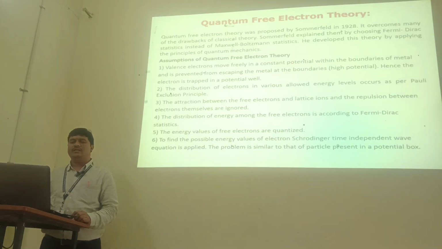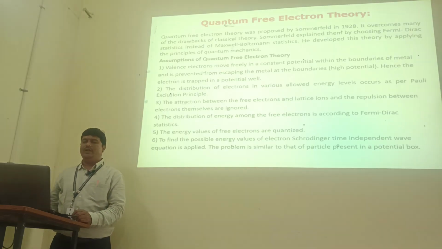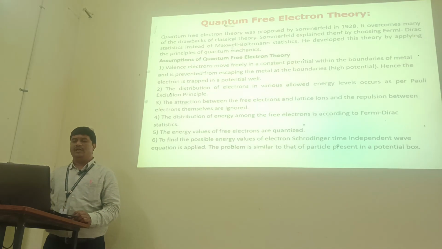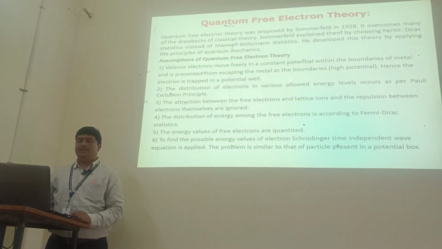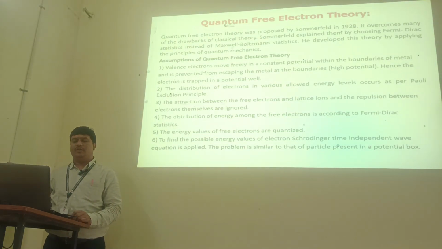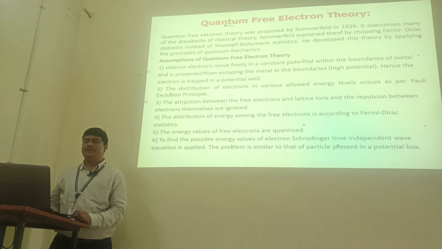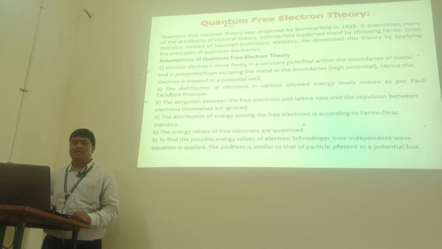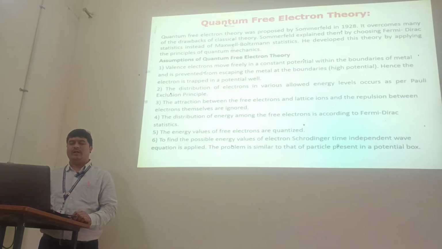The distribution of electrons in the various allowed energy levels occurs as per Pauli's exclusion principle. The attraction between the free electrons and the lattice ions, and the repulsion between the electrons themselves, are ignored. The distribution of energy among the free electrons follows Fermi-Dirac distribution statistics. The energy values of free electrons are quantized.